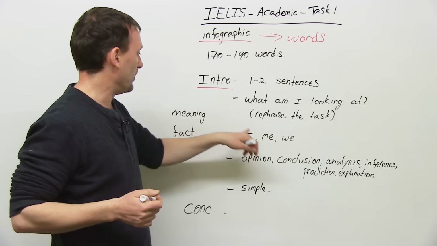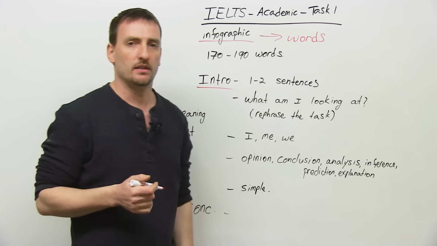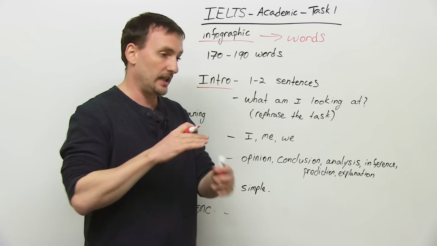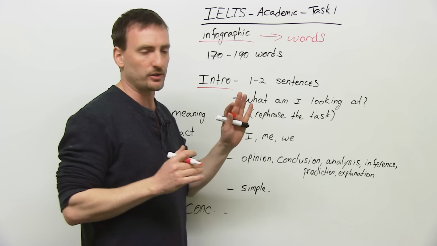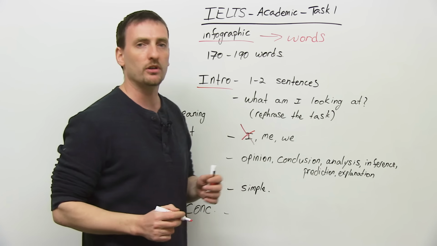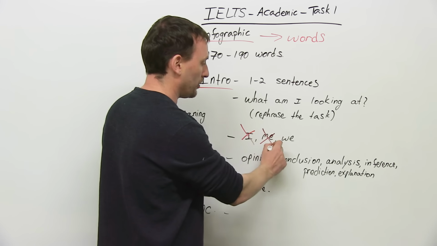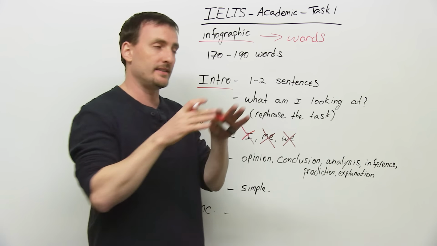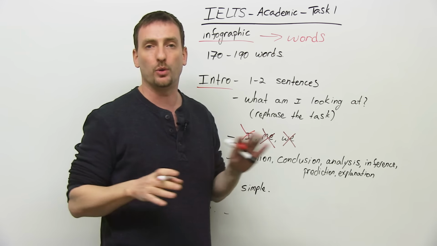Okay? Now, I, me, we. This is a very common mistake people make. In your introduction, in your entire report for task 1, there should never be the word I. There should never be the word me or we. This is not about you. This is about the infographic only.